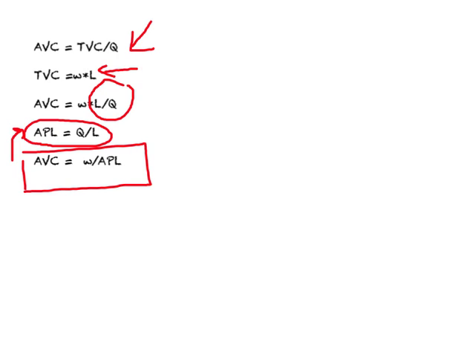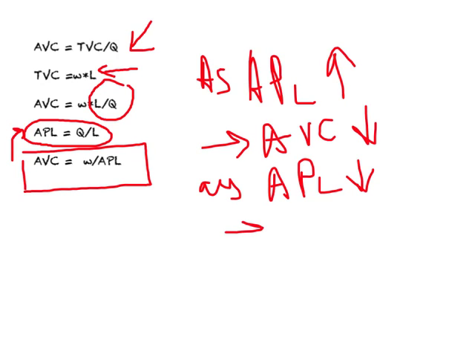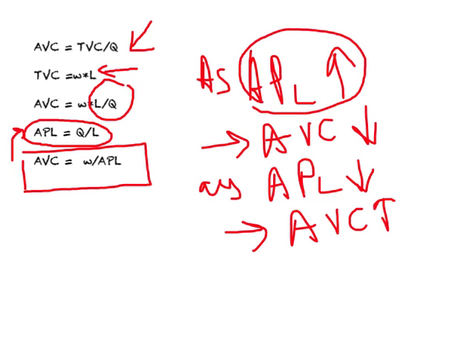What does this mean? As APL increases, AVC will fall. You should try this in terms of some numbers. And as APL falls, AVC will increase. And so you can see a link between productivity and average cost of production. So how can a firm bring down average cost of production? By simply increasing average productivity per worker. Or in other words, we believe the APL and the AVC curves are mirror images of one another. So this is why the AVC curve is U-shaped.